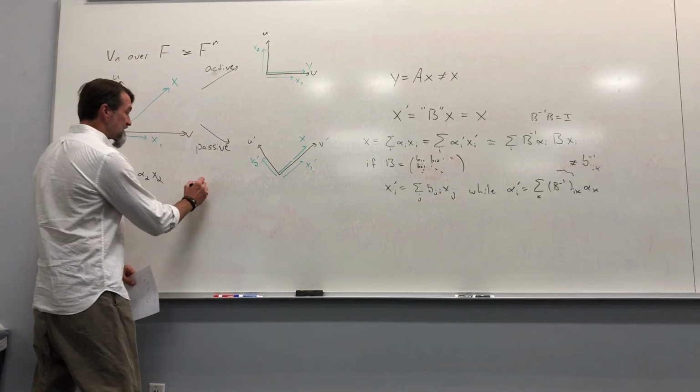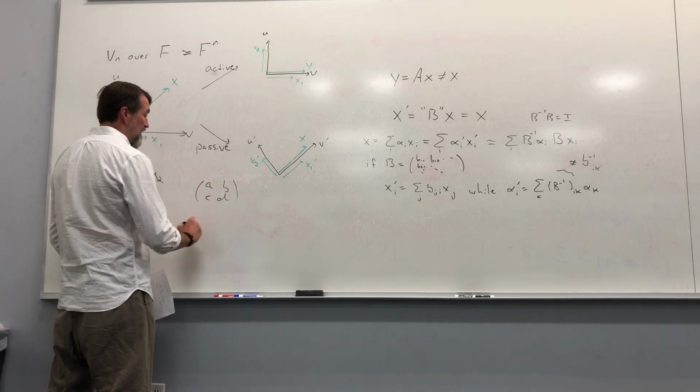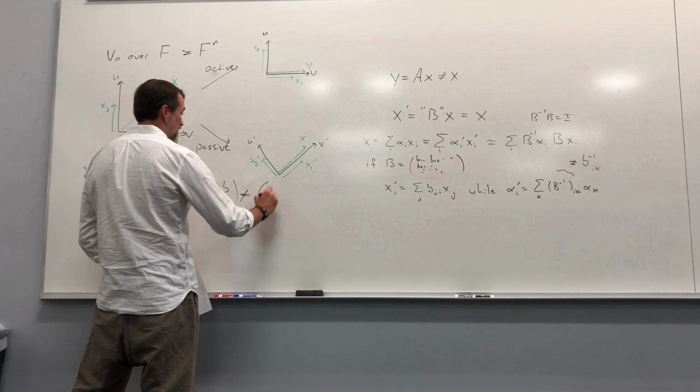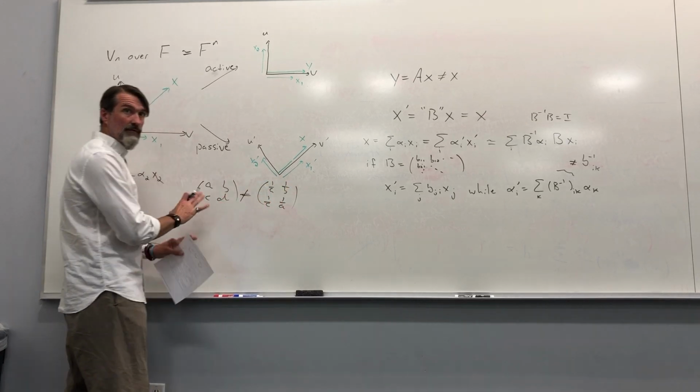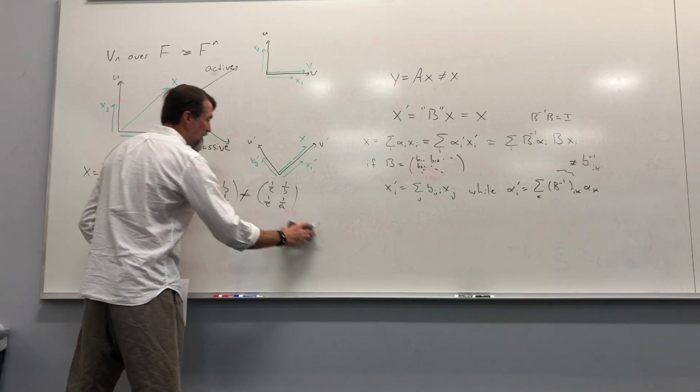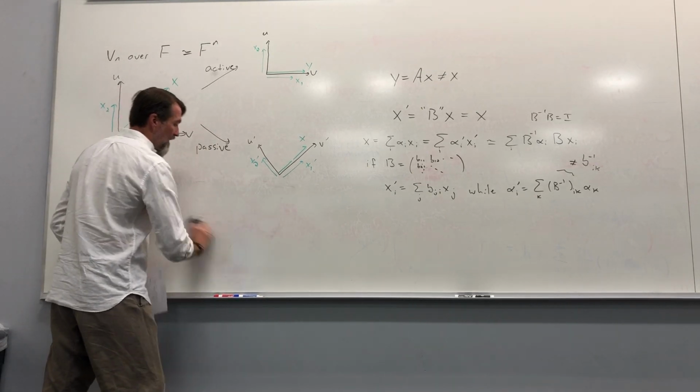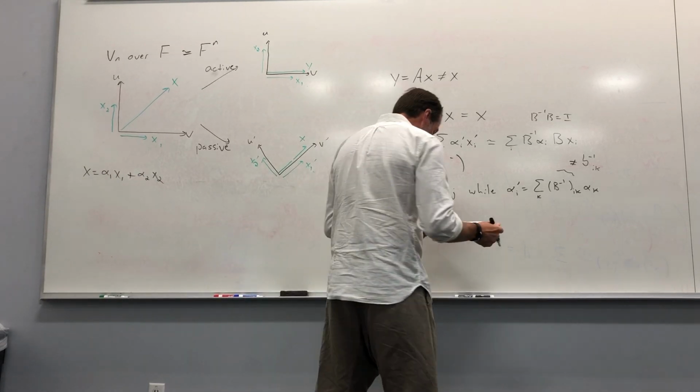So you all know this. If I have a matrix like this, the inverse is definitely not 1 over A, 1 over B, 1 over C, 1 over D. It's more complicated than that, and that's what this notation is telling us.